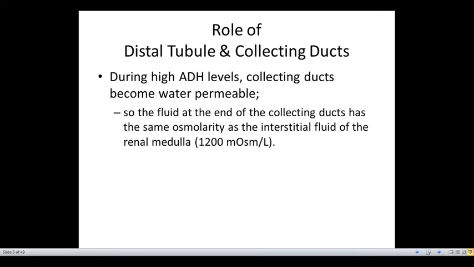During high ADH levels, collecting ducts become water permeable. So, the fluid at the end of the collecting ducts has the same osmolarity as the interstitial fluid of the renal medulla, that is 1200 milliosmoles per liter.